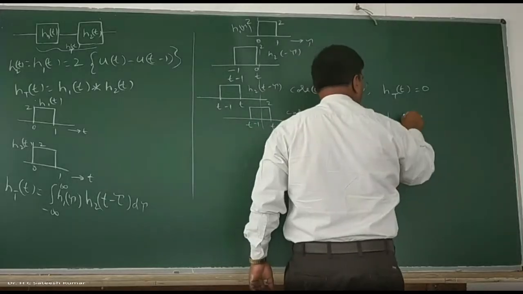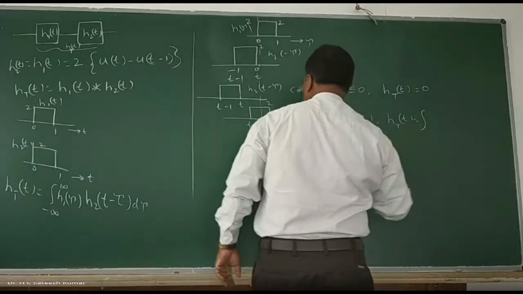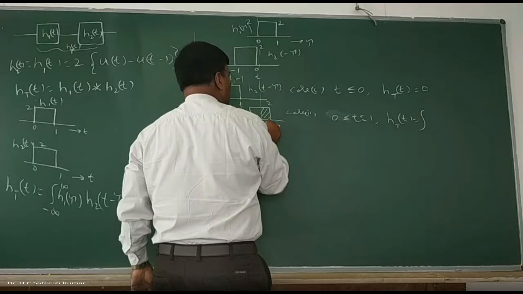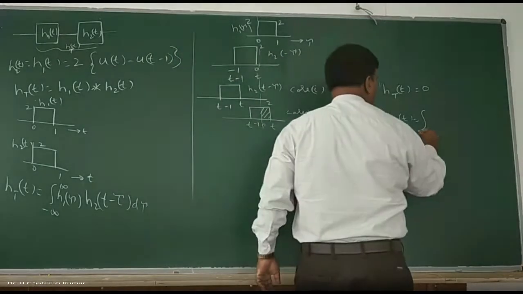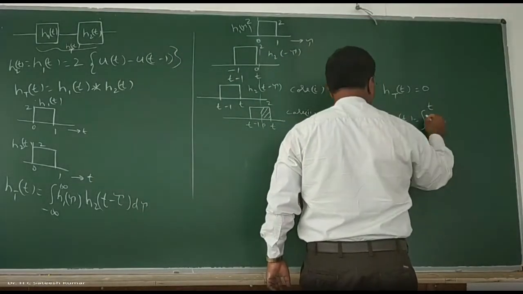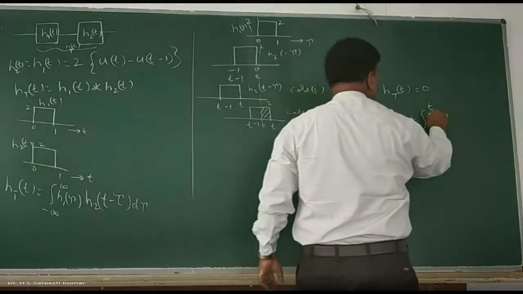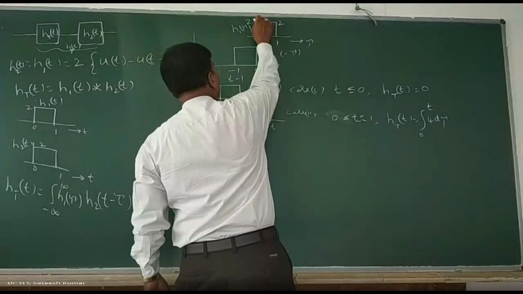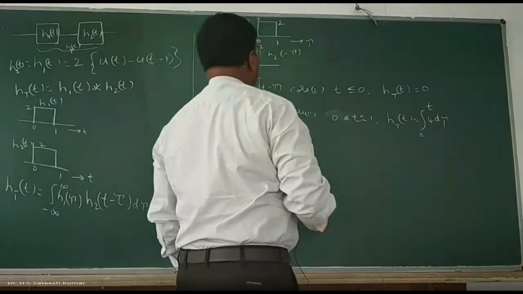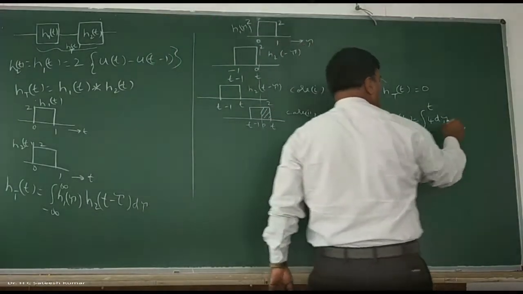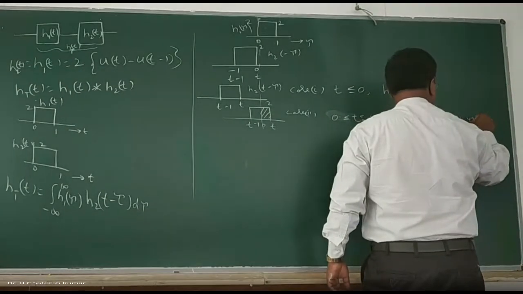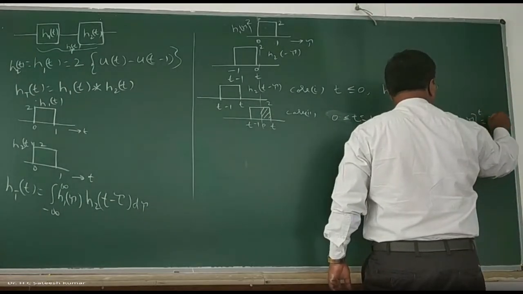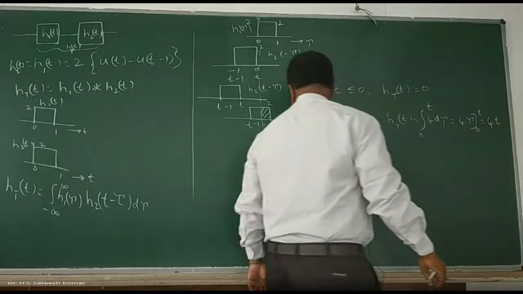ht of t is equal to integration of the overlapped area, from 0 to t. What do we have? 2 into 2, 4, 4 d tau. This amplitude is also 2. So therefore 4 d tau, which is equal to 4 tau between the limits 0 to t, which is equal to 4t.